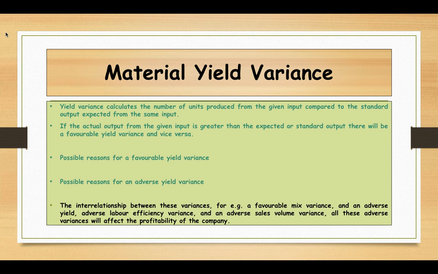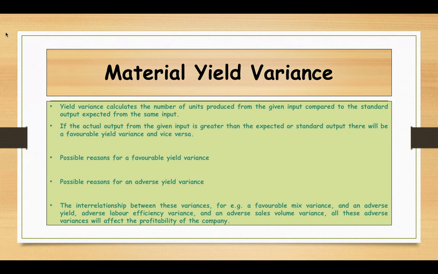As discussed before, if a company uses lower quality material mix, they might get a favorable mix variance, but due to lower quality material mix, there will be an adverse material yield variance, adverse labor efficiency variance, and also adverse sales volume variance. Because the company has used lower quality materials, they ended up producing lower quality products. There will be increased customer returns and loss of goodwill. These might affect the profitability and the long-term prospects of the company.